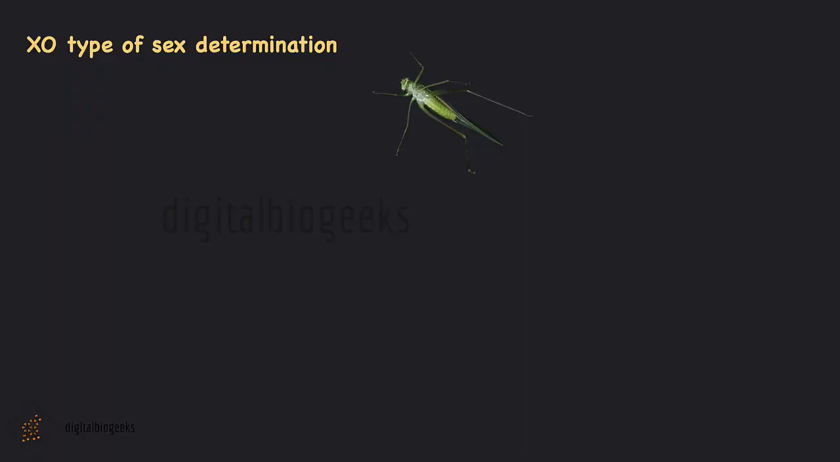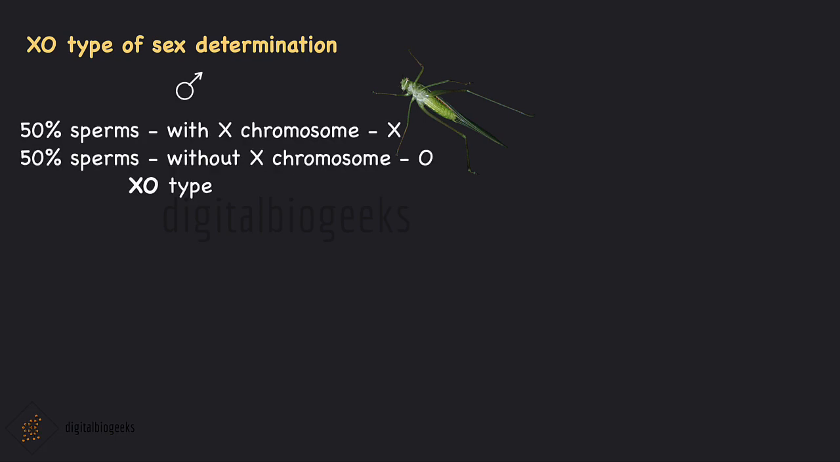Now let's understand different types of sex determination. Let's first discuss XO type of sex determination. This type of sex determination is found in grasshoppers. The male grasshopper produces sperms in which 50% have X chromosomes and the other 50% of sperms do not have X chromosomes. That means the male is XO type. Some sperms have X chromosomes and others don't. O represents the sperm that lacks an X chromosome.